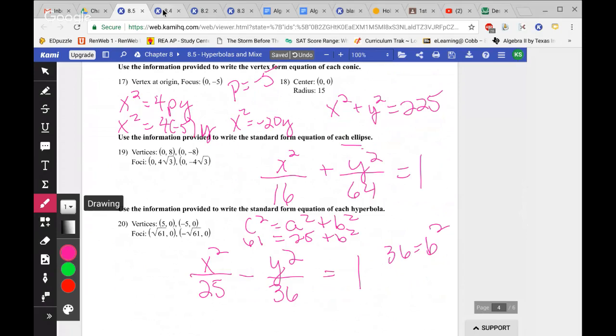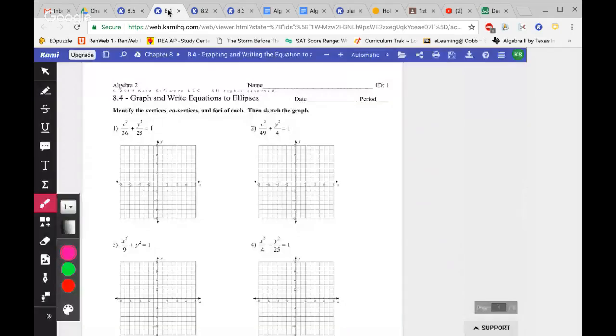Any questions before I move to 8.4? No, ma'am. Okay. Do you want me to graph a few more ellipses? Sure. Okay. Just 1 or 2 would be perfectly fine for me. Okay, we'll do the first one.